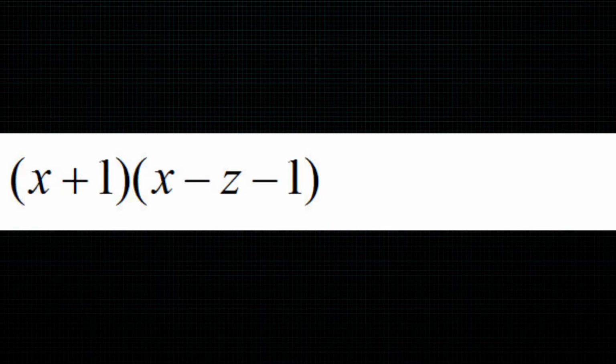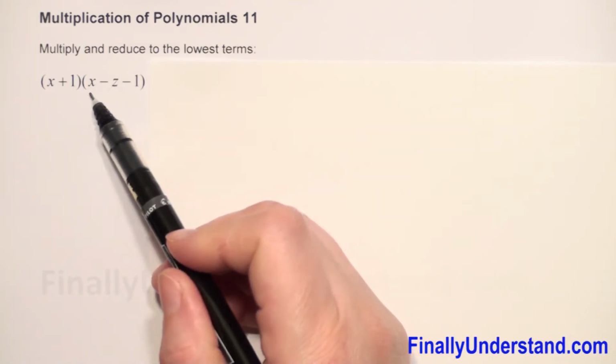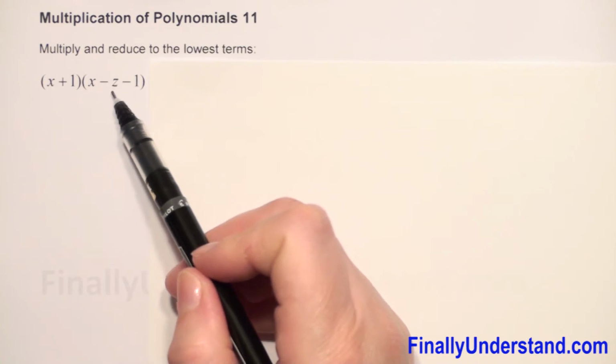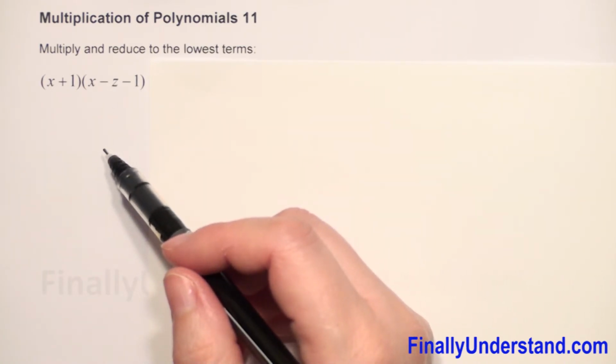We have multiplication of polynomials. In the first parenthesis we have binomial x plus 1, and in the second we have trinomial because we have three terms, x minus z minus 1. How do we do multiplication of polynomials?